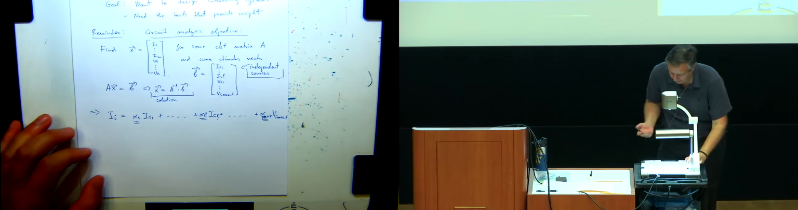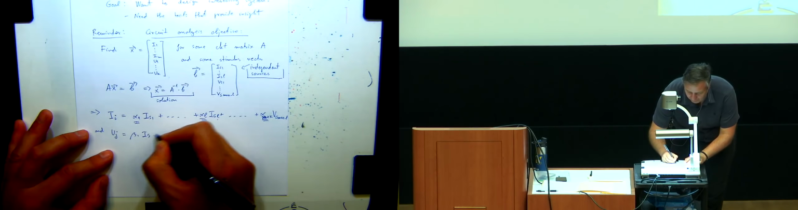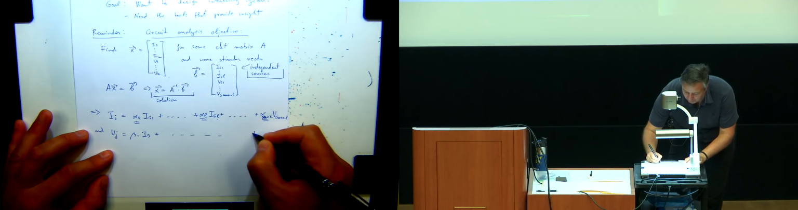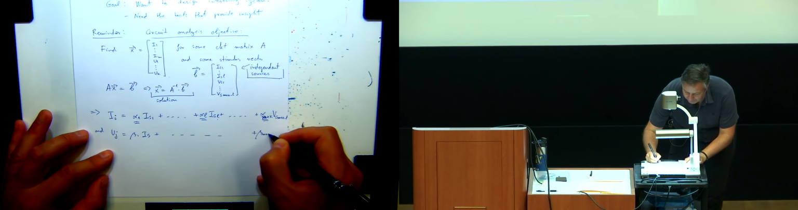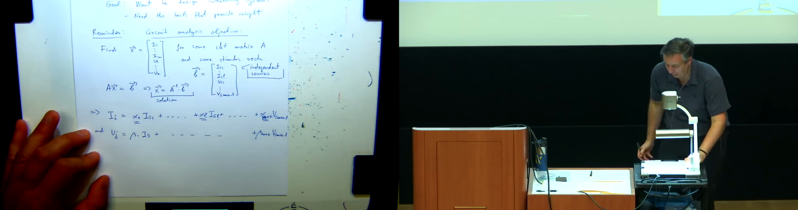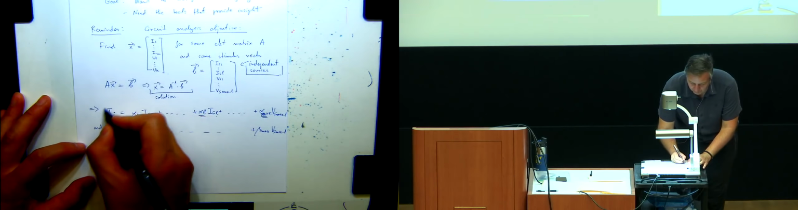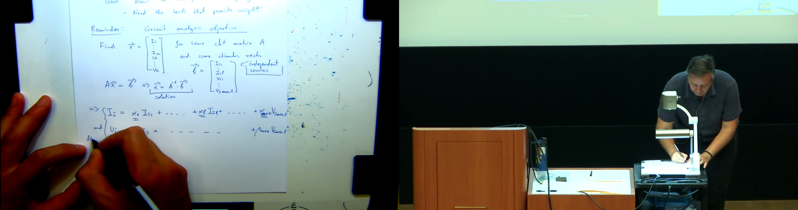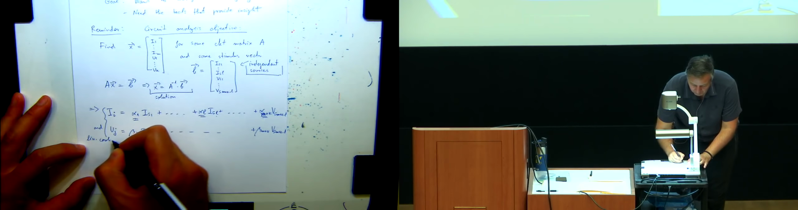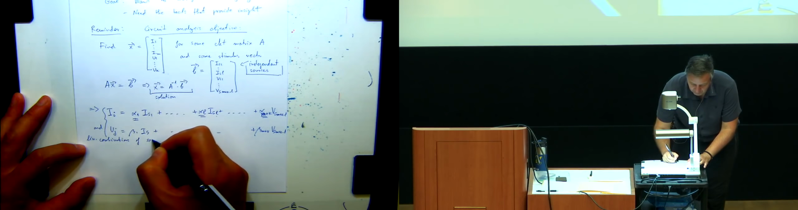Same deal with the supply. So that's some beta 1 Is1 plus and so on, plus beta M plus K. Right, same deal. So these are both linear combinations of sources.